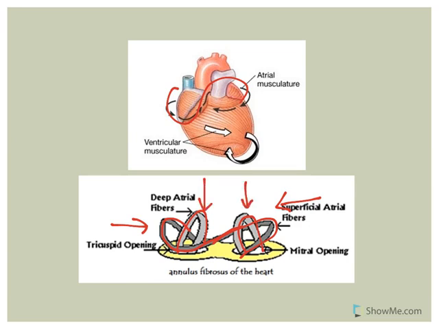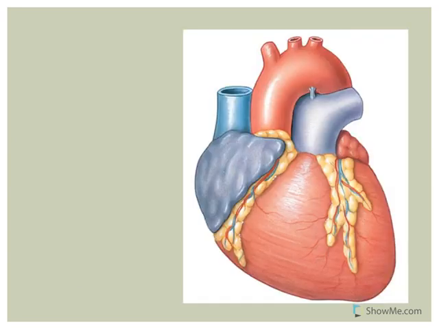So when the atria do contract, it's going to propel blood towards the opening of the atrioventricular valves and then into the ventricles. Now this structure right here, the fibrous skeleton of the heart, we'll be talking about when we discuss the valves a little bit more in depth. Now there are some other structures associated with the atria that we need to talk about.